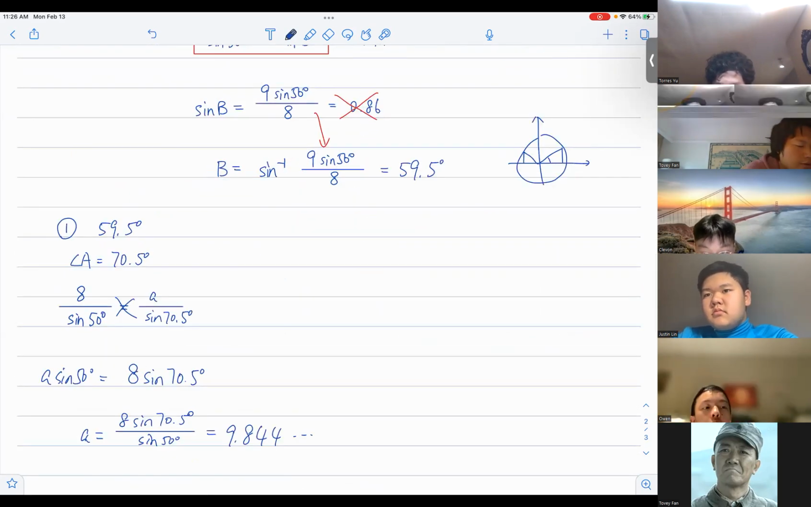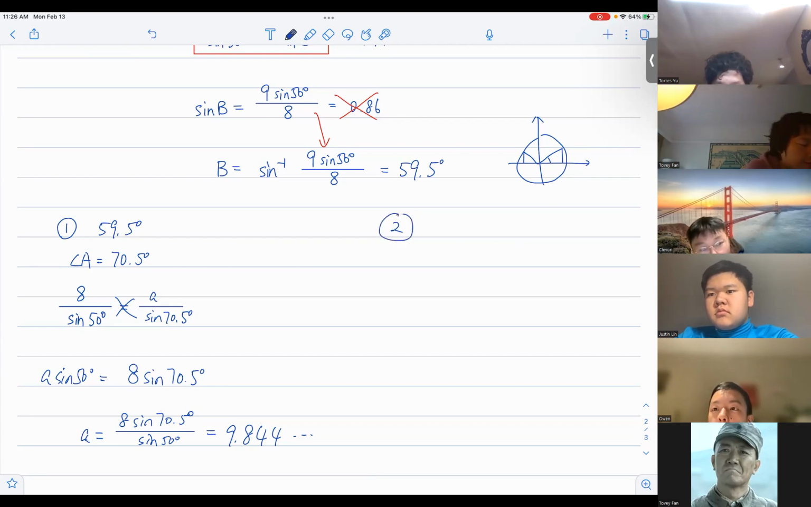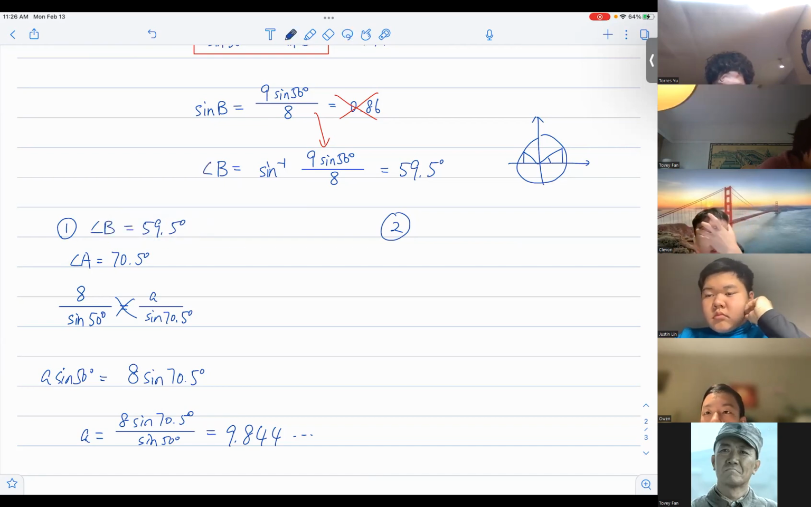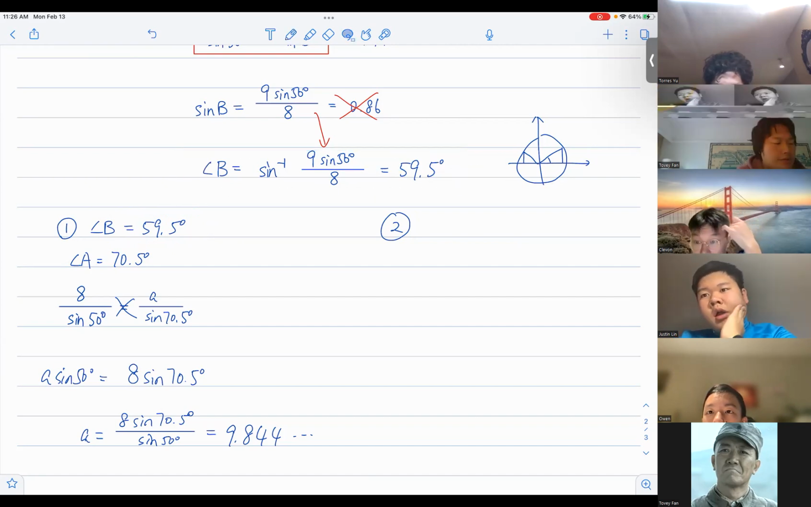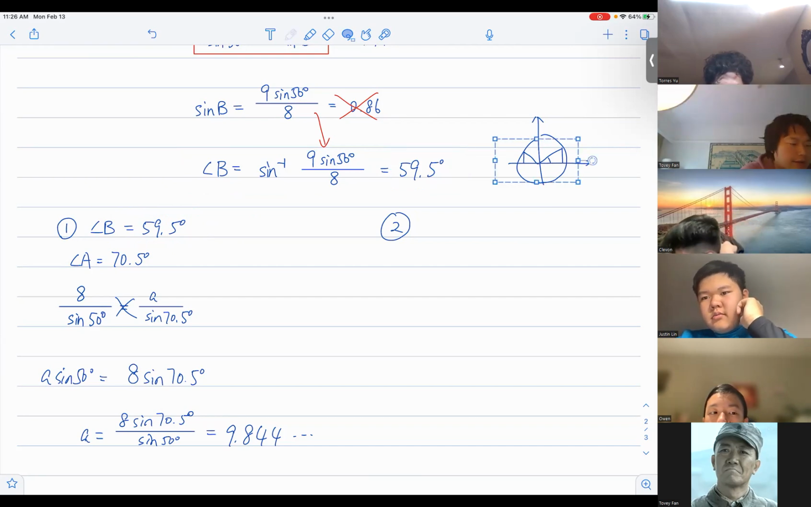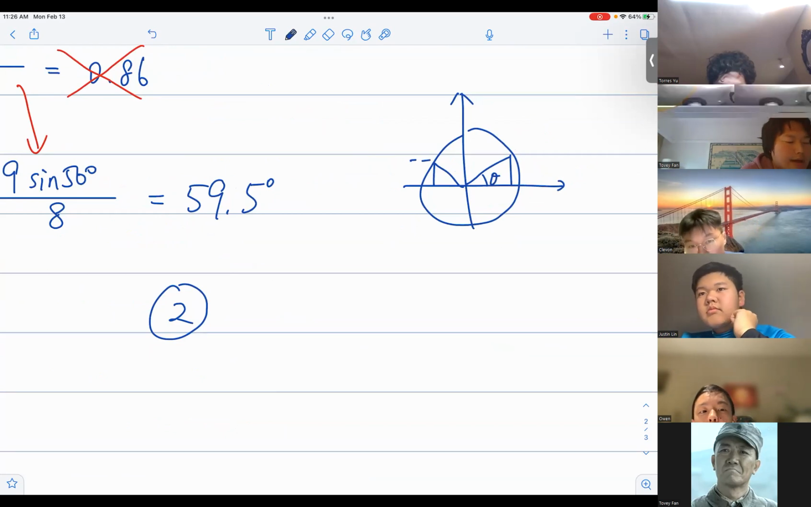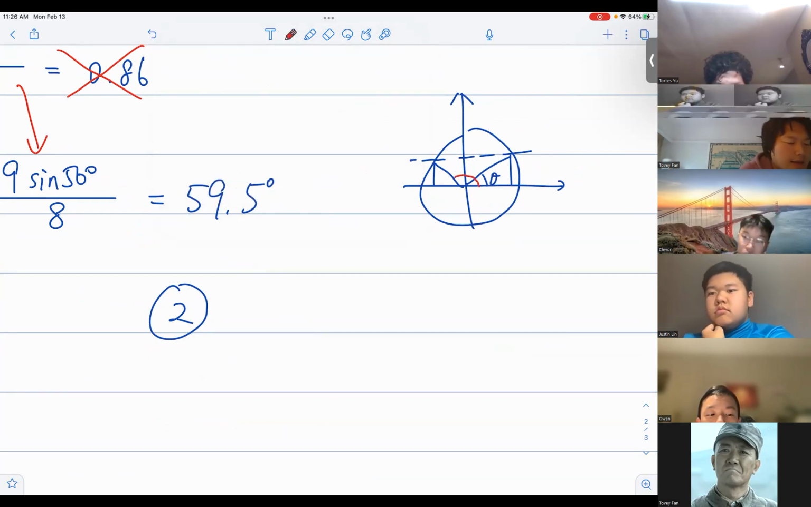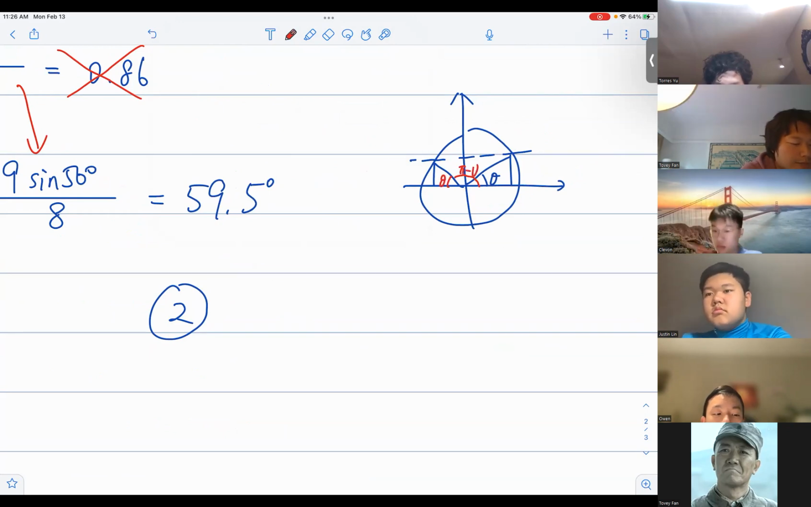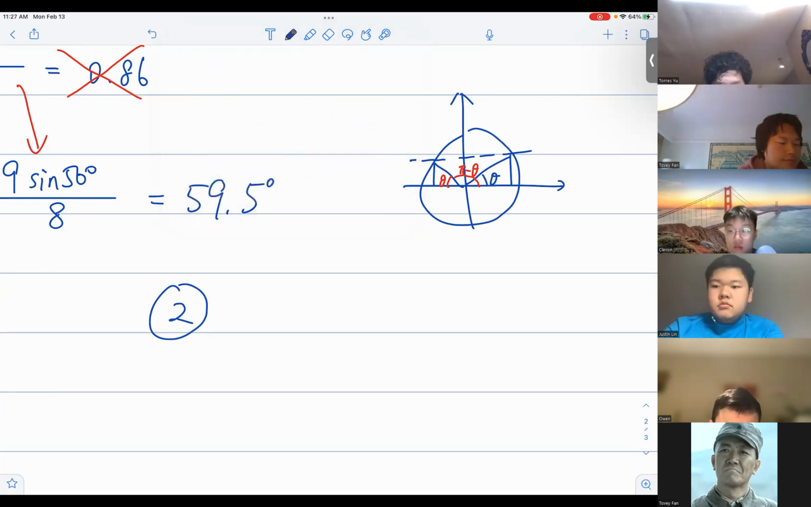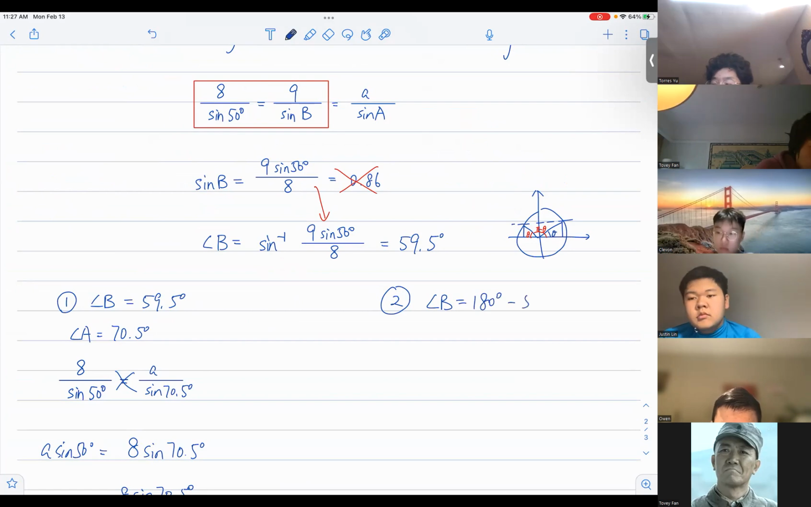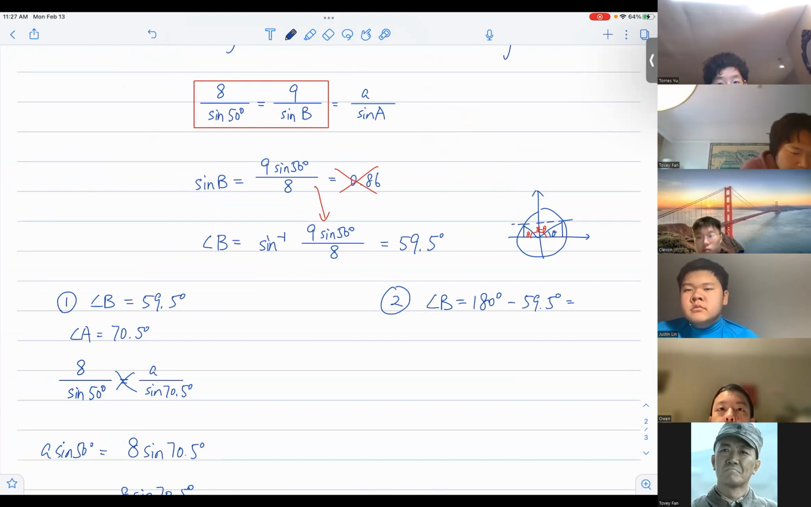Okay, let's try what if we use the other case? What if we use the other possible value for B and see what happens, okay? So angle B equals this. Now, the other possible value is that we always subtract it from 180 degrees, right? Because if you look at the unit circle, if this is theta, then the other angle that gives you the same value as sine theta will be this angle, right? And this angle, we know that this angle is theta, so the other angle is pi minus theta. So 180 minus it. Okay, so the other possible value here for angle B is 180 minus 59.5 degrees. Let's give it a try. So this is 120.5 degrees.